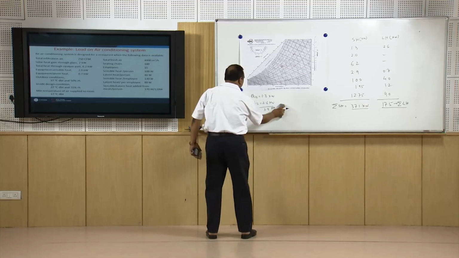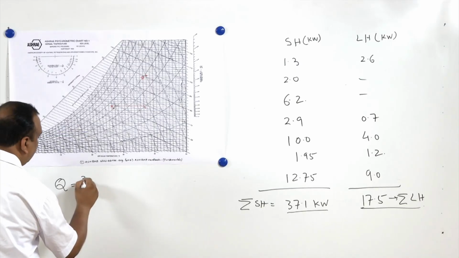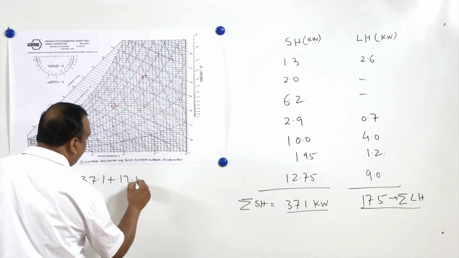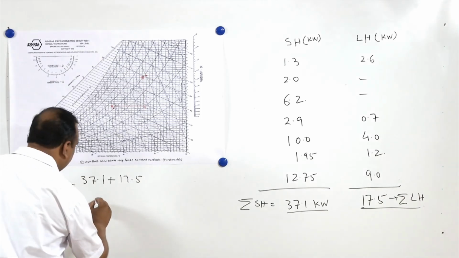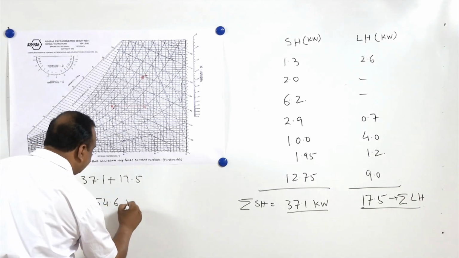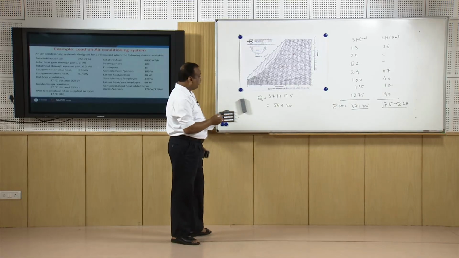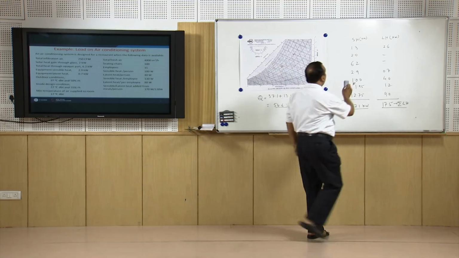So the total load in the building is 37.1 plus 17.5, and that is going to be equal to 54.6 kilowatt. Now 54.6 kilowatt is the cooling load in the building.